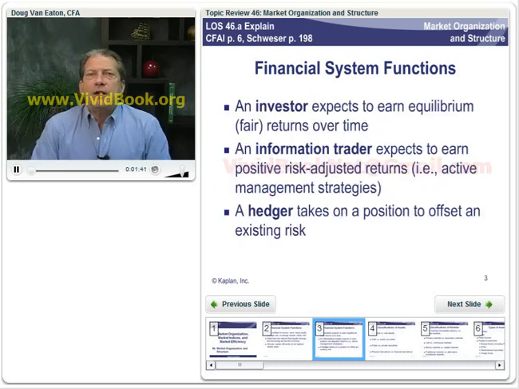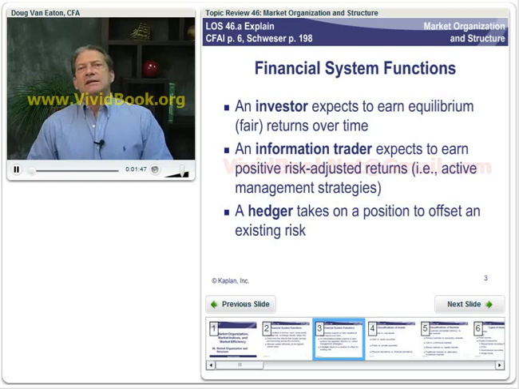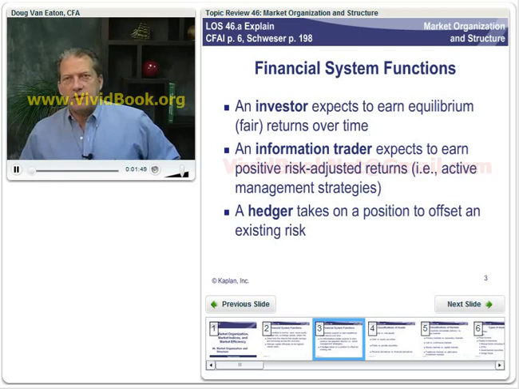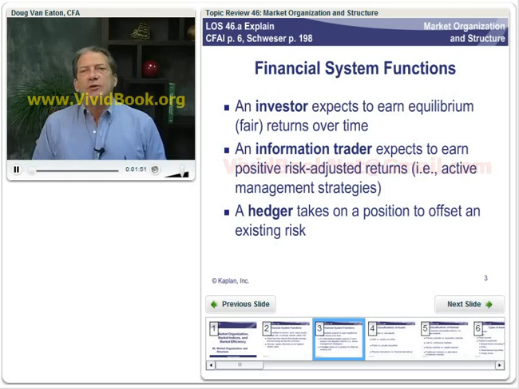Let's see, we've got here an investor expects to earn an equilibrium fair return over time, and we want to differentiate that from an information trader who expects to earn a positive risk-adjusted return. So an information trader is trying to identify mispriced securities, whereas an investor expects just to earn the equilibrium returns over time. And we want to define a hedger as a person or an entity that's taking on a position to offset an existing risk.